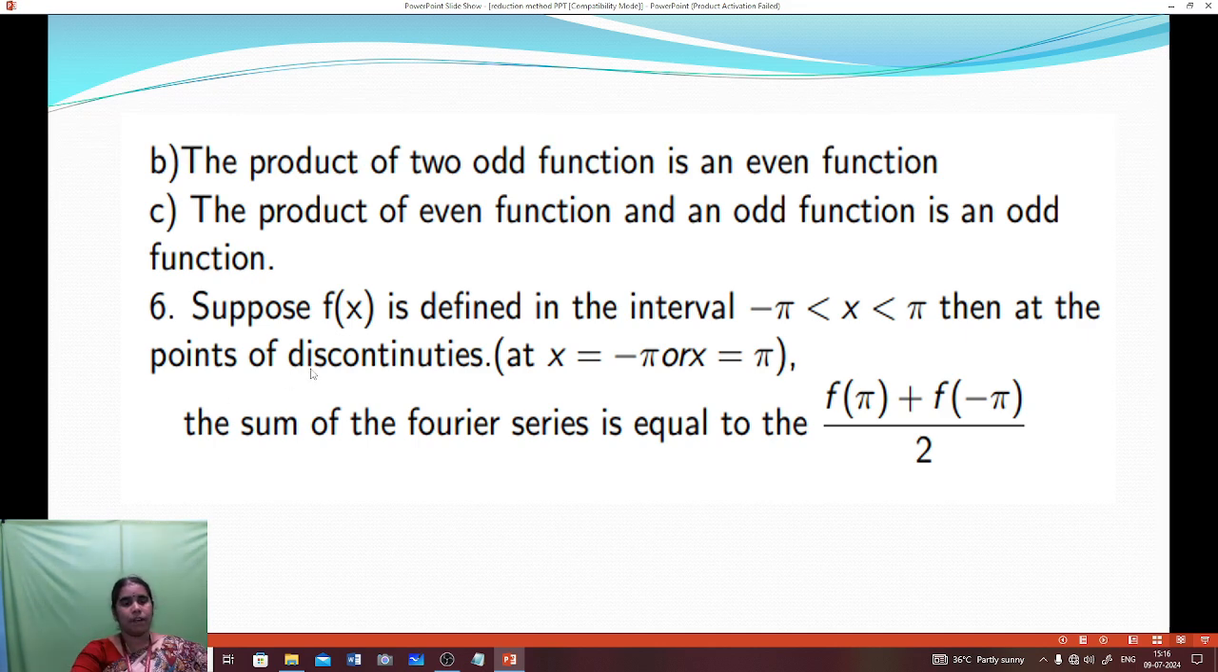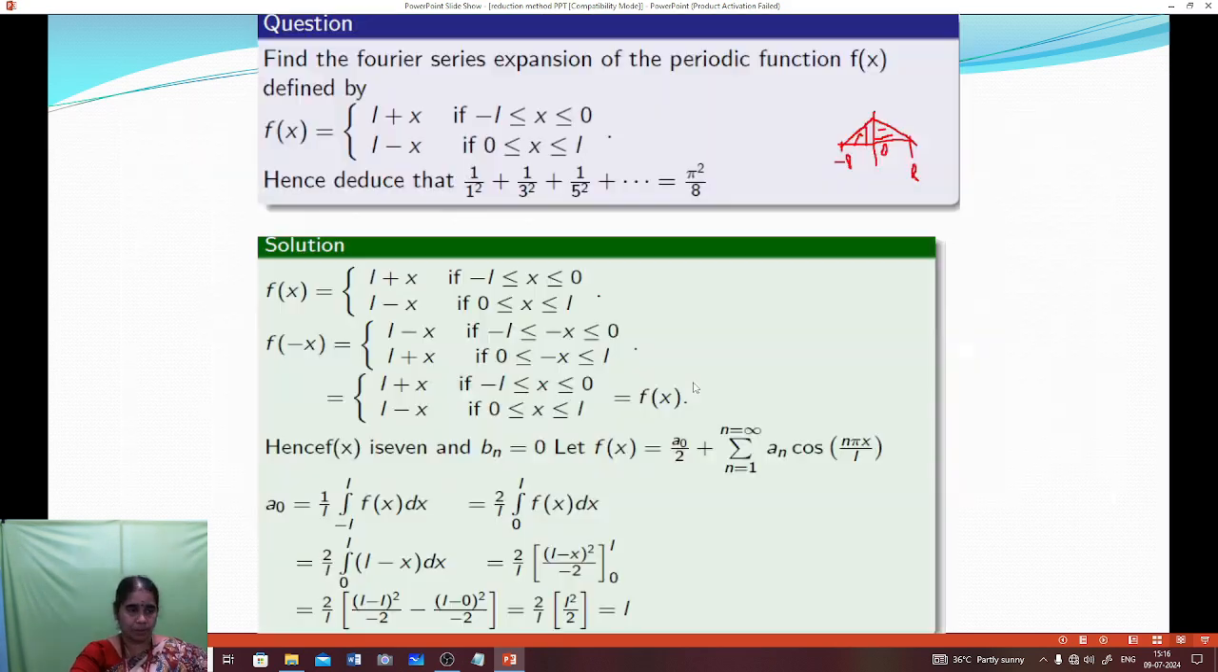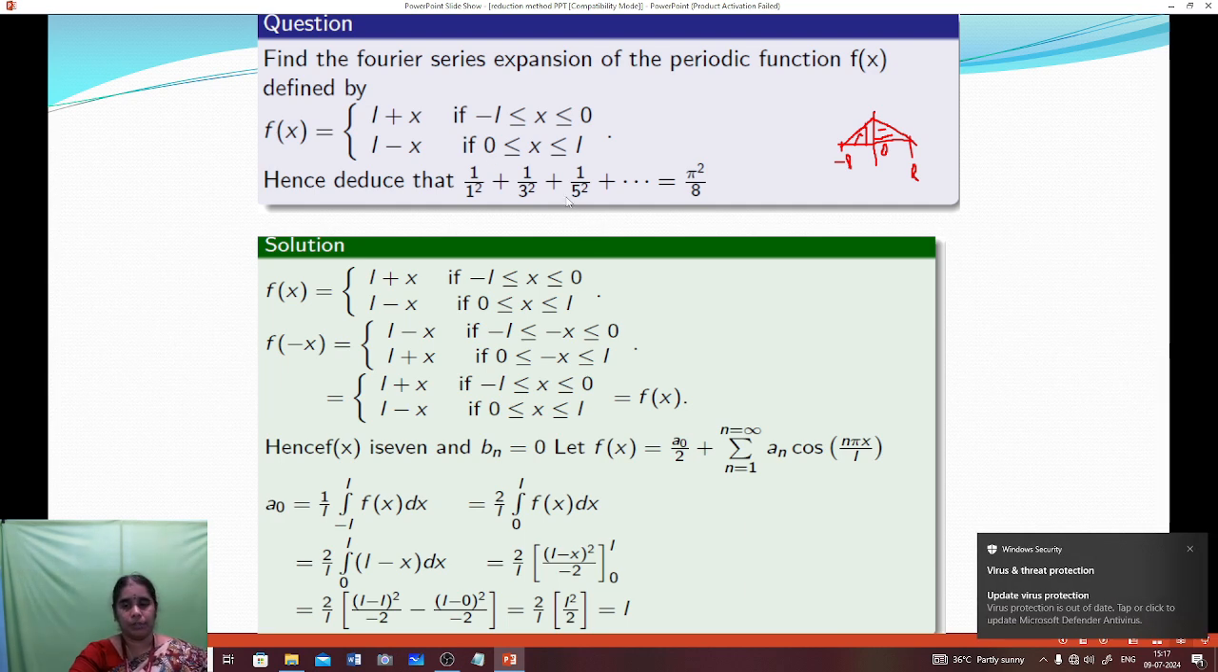Next thing. Suppose our f of x is defined in that interval, then at the point of discontinuity, that means at x equal to minus pi or at x equal to pi, the sum of the Fourier series can be obtained by adding f of plus pi plus f of minus pi, divided by 2. The sum is obtained by taking the average value. For example, one simple question in that interval of minus L to plus L: find the Fourier series expansion of the periodic function which is defined in the given interval and deduce the value.